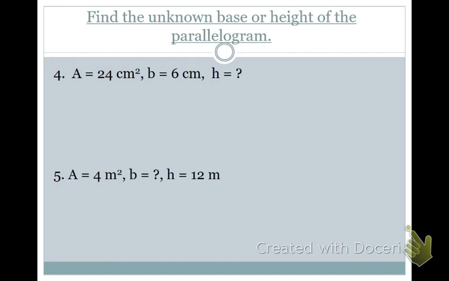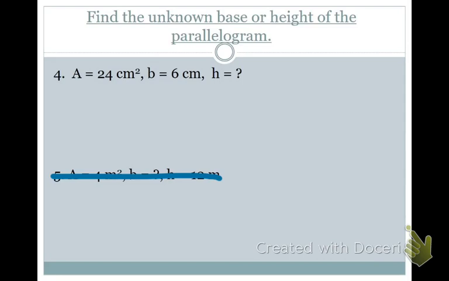Let's not write down problem number 5 yet. We'll come to that here in just a minute. I want you guys just to go ahead and write down problem number 4. But write these instructions for me. Find the unknown base or the height of the parallelogram when A equals 24 centimeters squared, that's the area. The base is 6 centimeters, and then we're going to be trying to find the height, okay? Take just a couple minutes to write down this slide.